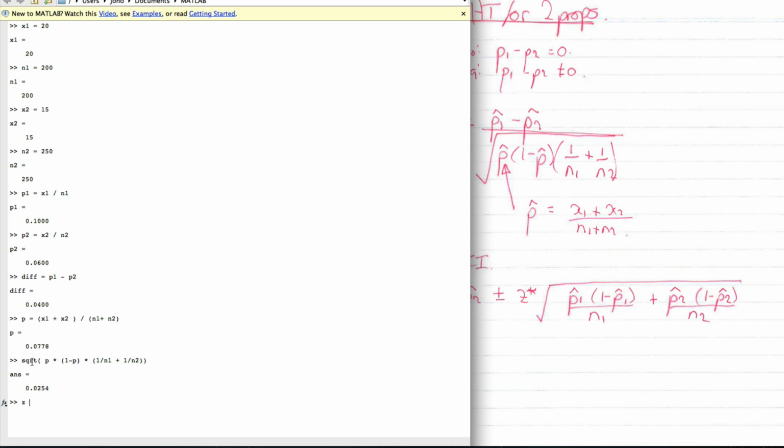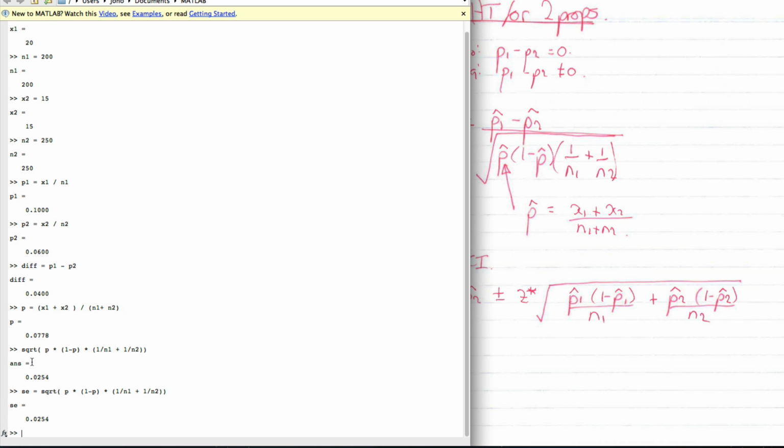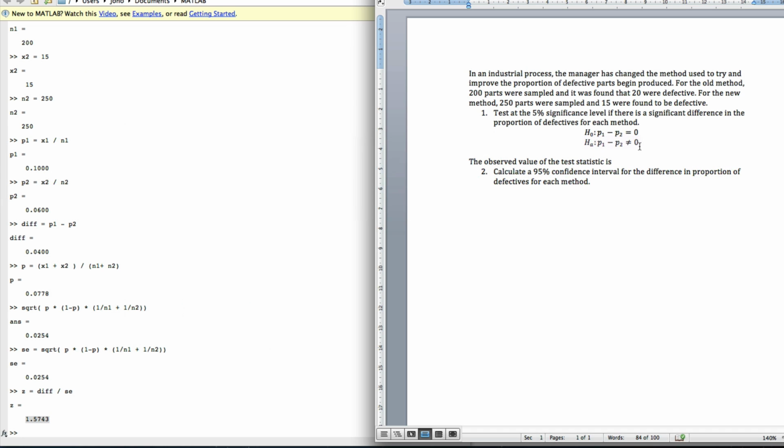So finally our Z will equal the difference divided by that standard error. So Z equals diff over standard error. It's 1.5743. So we need to get a p-value.